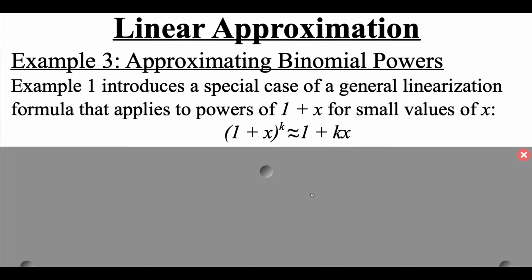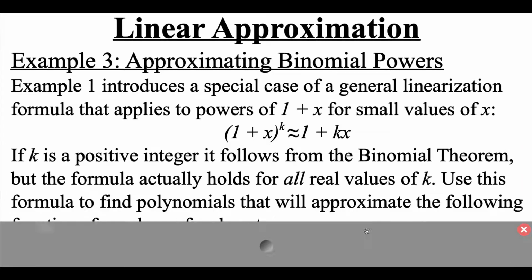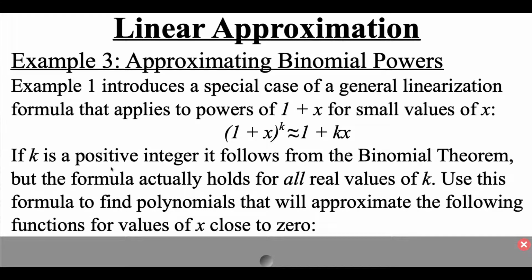Now that first example that we went through actually introduced a special case of a general linearization formula that's going to apply to powers of 1 plus x for small values of x. That approximation is: if we have 1 plus x being raised to some k value power, then the approximation that we're going to end up with is 1 plus k times x. Now, if that k value is a positive integer, then it follows from the binomial theorem, but the formula is actually going to hold true for all real values of k.